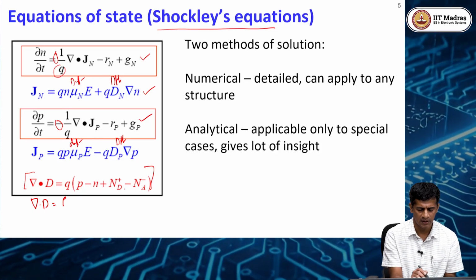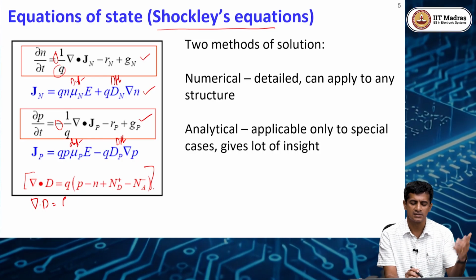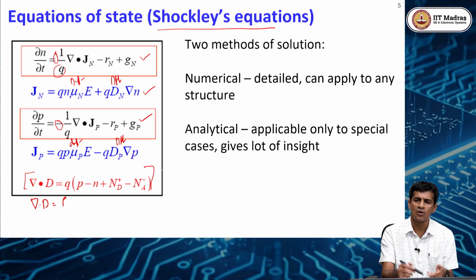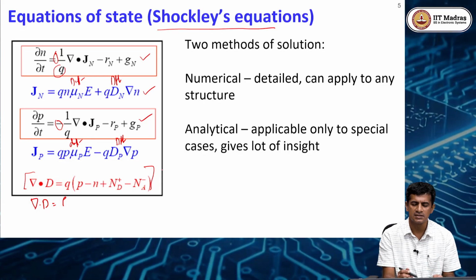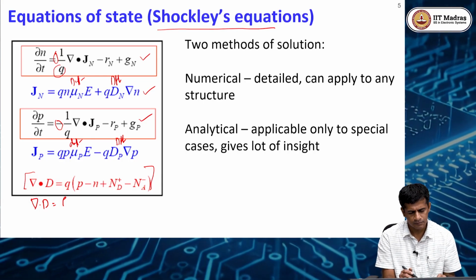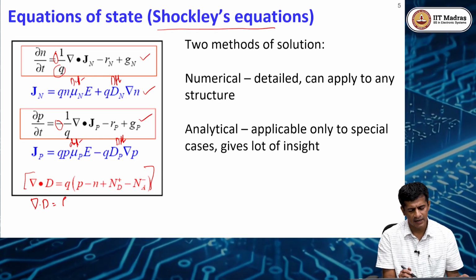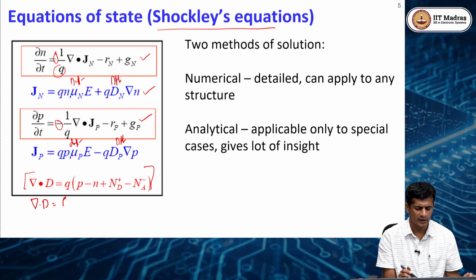For example, Maxwell's equations also have the same thing, del dot D, the divergence of this one. So there is some commonality between Maxwell's equations and this set of Shockley's equations. If you look at these equations, let us pause for a minute. These are actually coupled equations. Why are we calling them coupled?